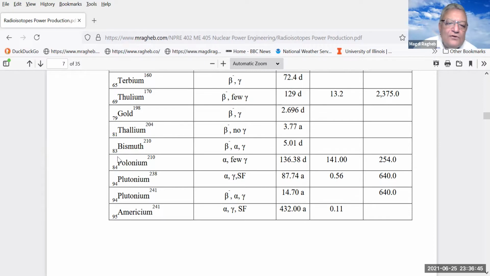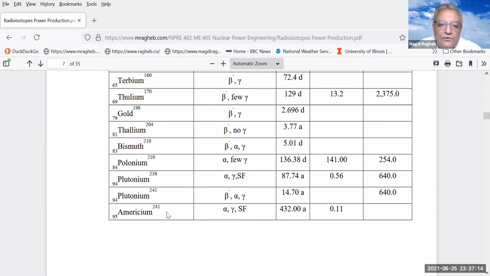The ones that have been used widely are polonium-210 and plutonium-238. However, plutonium-238 is useful in space, but not on Earth, because it emits alpha particles, yes, but it also emits gamma radiation. So its use in space is fine. There are no humans around it. And it also undergoes spontaneous fission. It fissions all by itself, producing neutrons in that case.